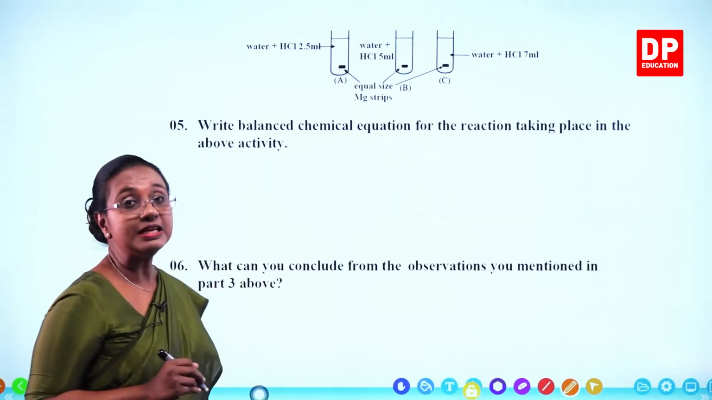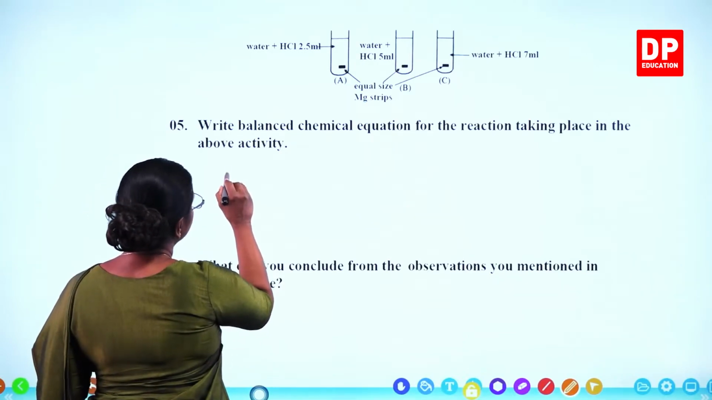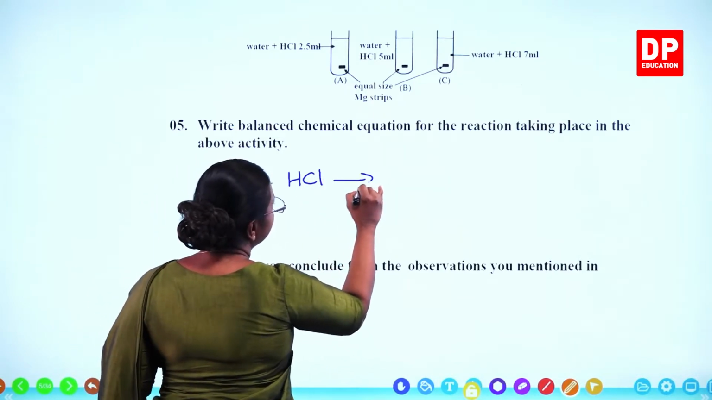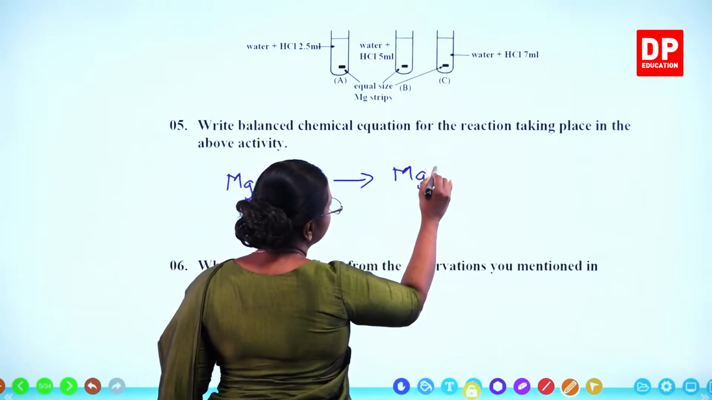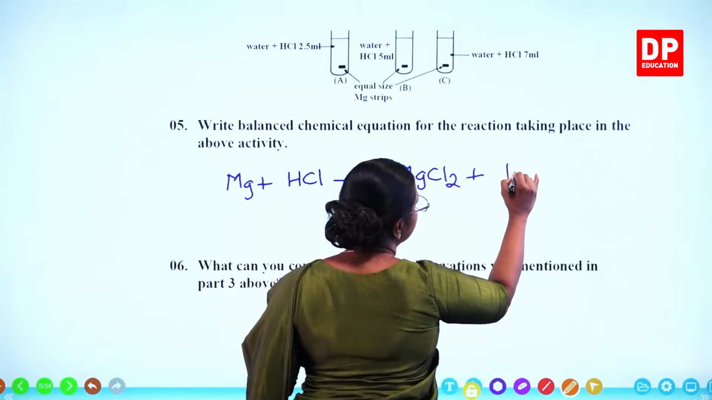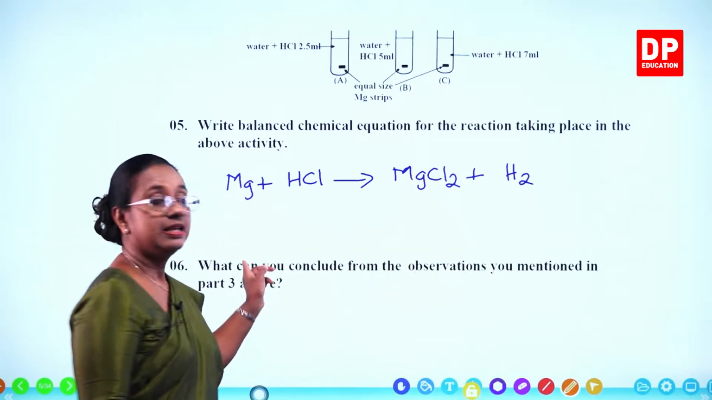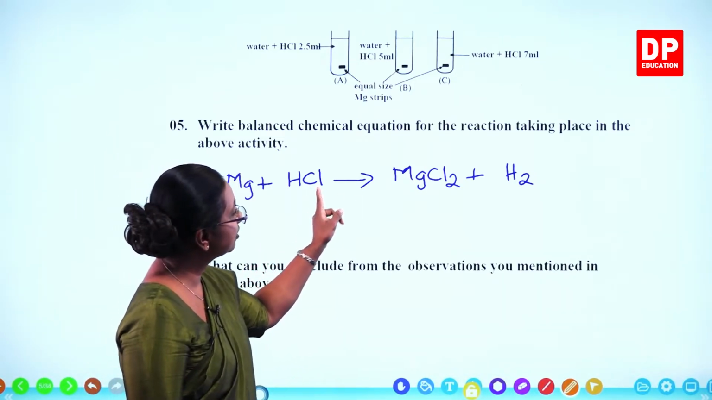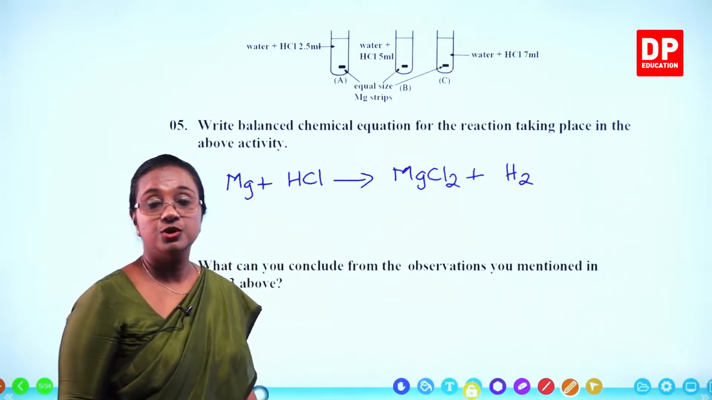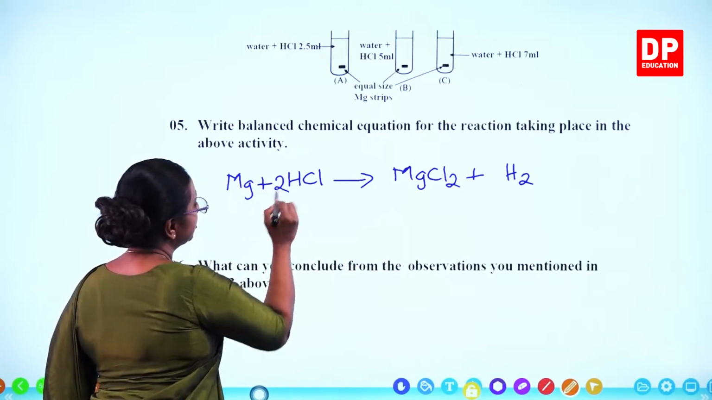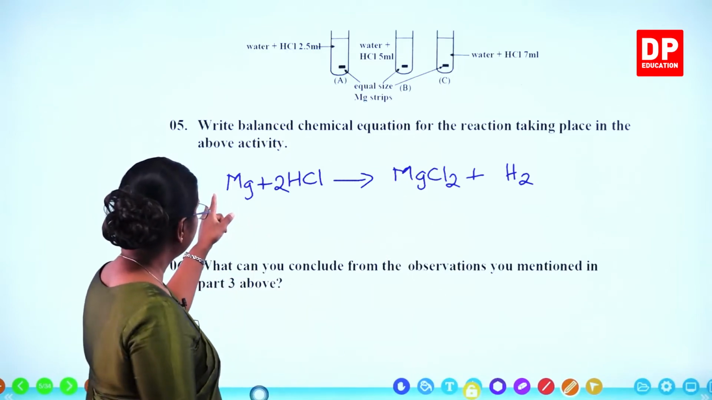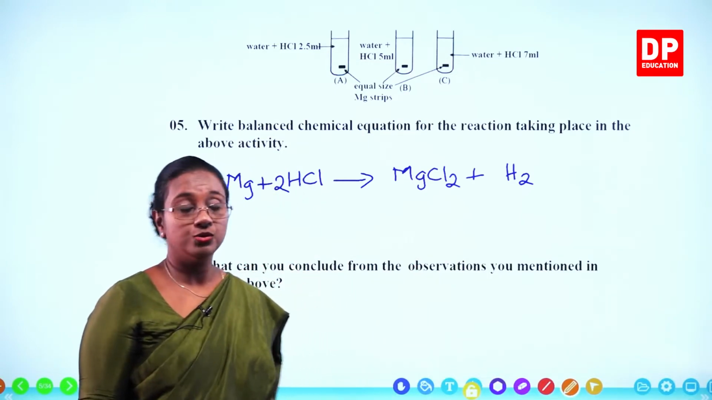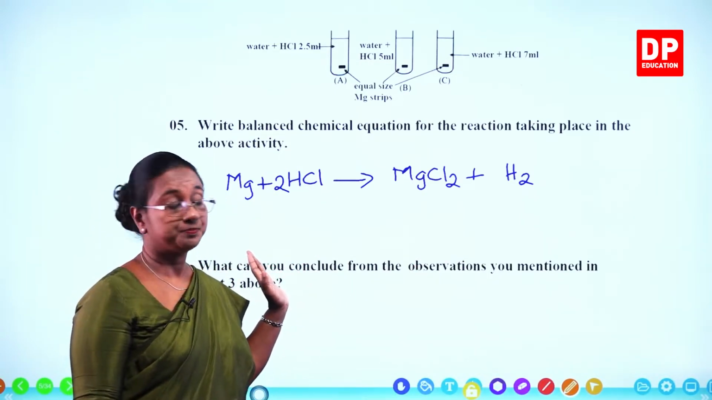So if we write the balanced chemical equation, magnesium plus HCl will give rise to magnesium chloride and H2 gas. Is it balanced? No. Magnesium is balanced, but you can see hydrogen and chlorine, here Cl2 and H2. So what do we do? We put a coefficient 2 in front there. So Mg plus 2HCl gives rise to MgCl2 and H2. That is of course balanced.